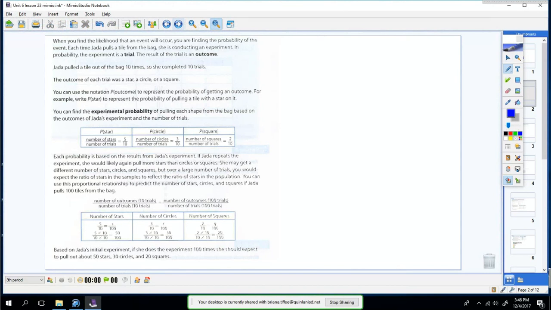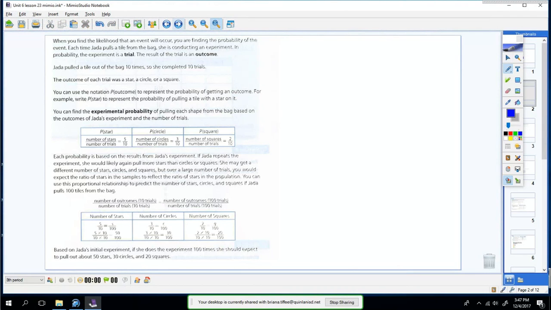You can use the notation P(outcome) to represent the probability of getting an outcome. For example, write P(star) to represent the probability of getting a star. You can find the experimental probability of pulling each shape from the bag based on the outcome of Jada's experiment and the number of trials. Each probability is based on the results from Jada's experiment.